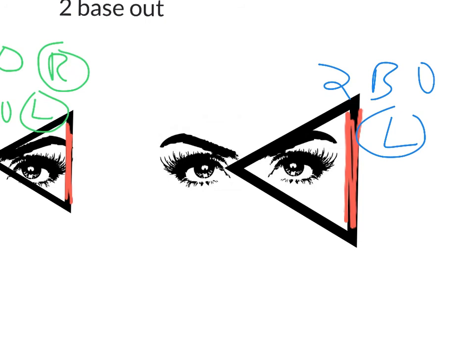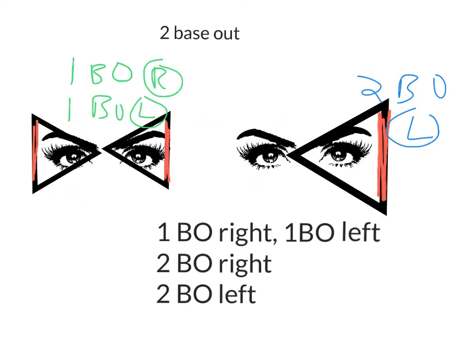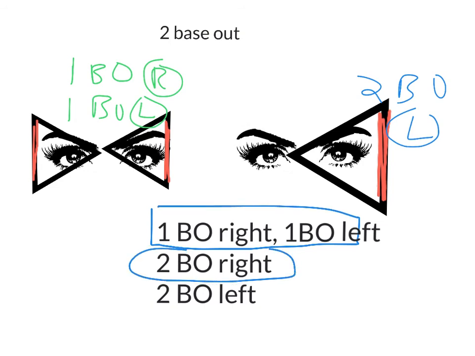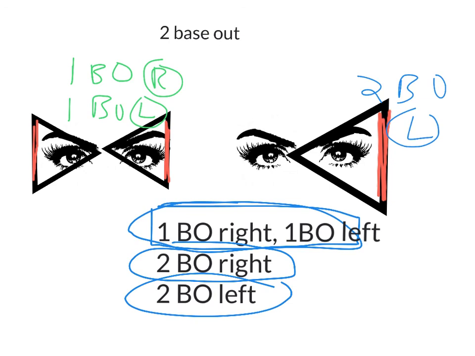So there's 3 ways of doing the prescription. The 3 ways are like this. You can split it into 1 base out in the right and 1 base out in the left, or you could put it just all in one eye, either the right or the left. I usually split my prisms so it's more even. You can use this concept to do prisms for base in, base up, base down, same concept. Okay, hopefully this video helps.